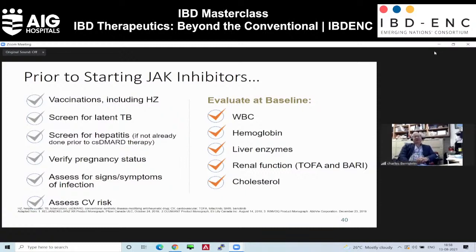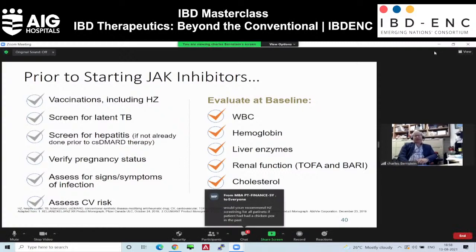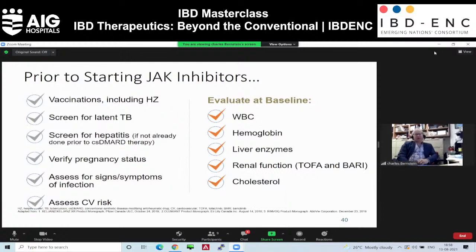And in fact, Pfizer's been providing it for people over 50 for free. And of course, if you're going to start a JAK and they're not on a biologic right now, vaccinate them for COVID before you start. It's important to screen for latent TB. That would be very much important in India. Screen for hepatitis, especially hepatitis B. We should not give these drugs to pregnant women. Of course, we should assess their cardiovascular risk.